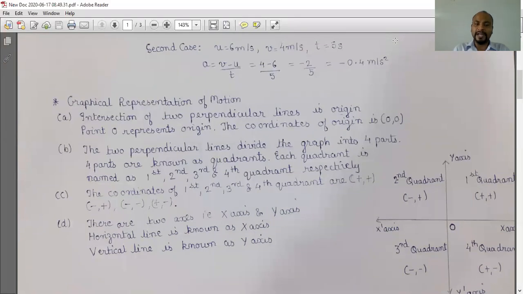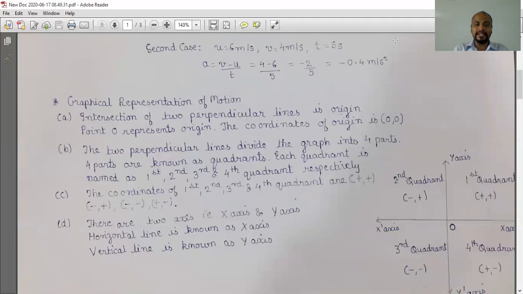The two perpendicular lines divide the graph into 4 parts. They are known as quadrants. Each quadrant is named as the first, second, third, and fourth quadrant respectively. The coordinates of the first, second, third, and fourth quadrants are plus plus, minus plus, minus minus, and plus minus. There are two axes, that is the x-axis and the y-axis.